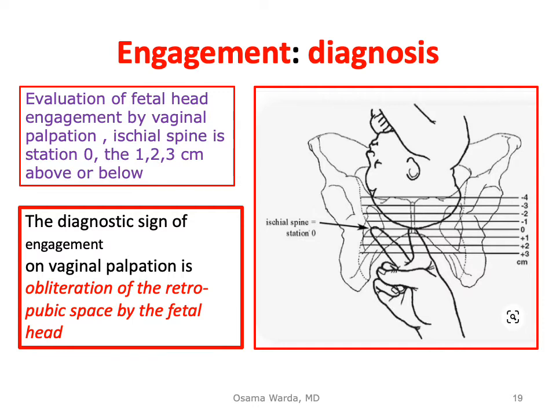Finally, what is the most accurate method for diagnosis of engagement? The most accurate method is the obliteration of the retropubic space by the fetal head. Here, the station according to DeLee is +3 or more, and so this is the most accurate, or the most pathognomonic, method for diagnosing fetal head engagement.